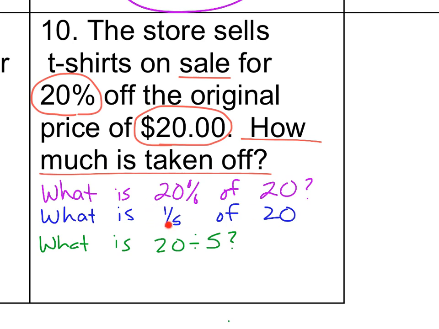Right? And to find a unit fraction of a number, you can divide that number by the denominator. Aren't we literally trying to figure out what 20 is broken into 5 pieces and what one of those is? So what is 20 divided by 5? 4. So 20% of $20 is $4 taken off each time.